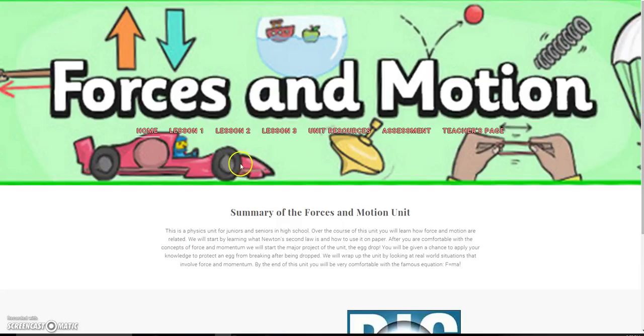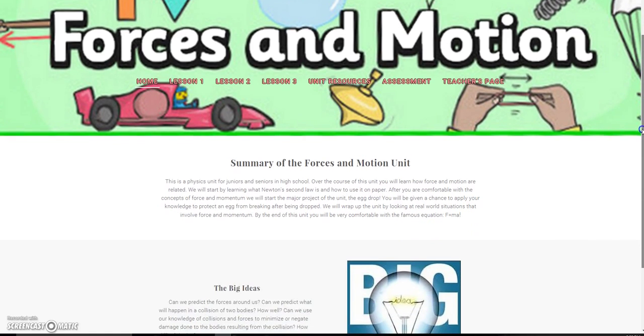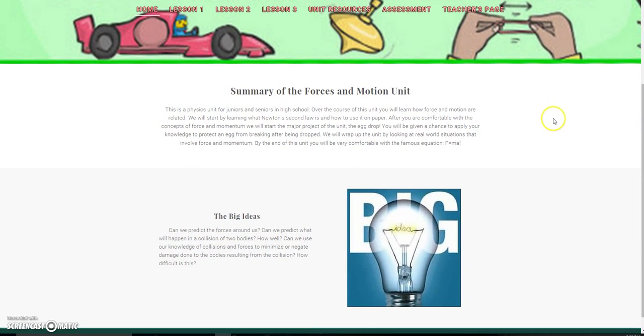So let's get started. Here we have the home page, and on the home page I have a summary of the forces and motion unit, and the big ideas. Just a quick overview. This is a physics unit for juniors and seniors in high school, and it's going to focus on forces and motion, if that wasn't already obvious.